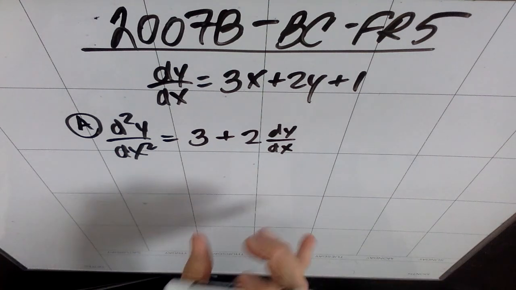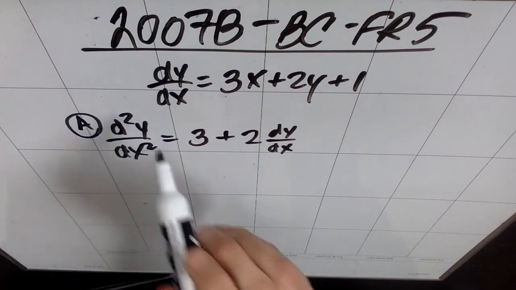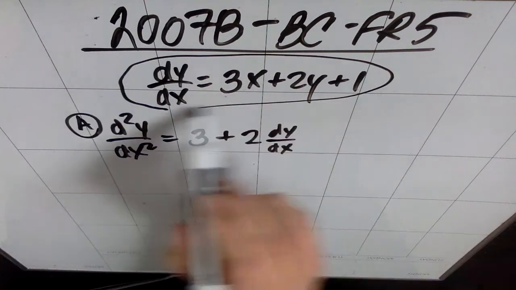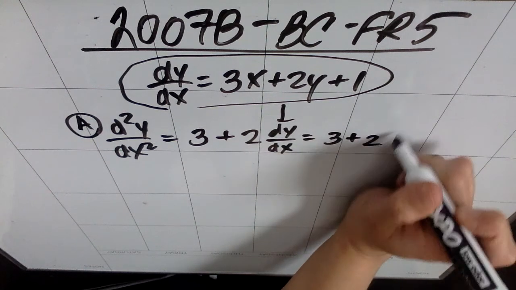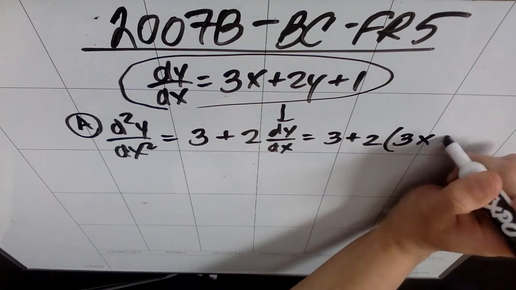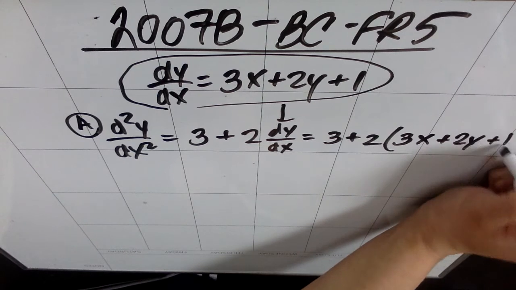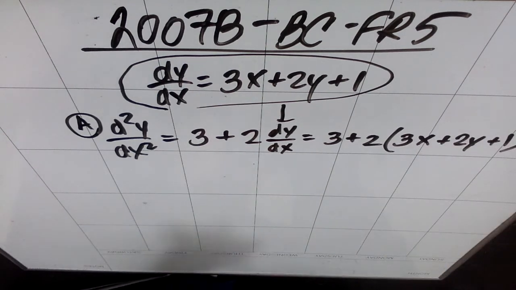Now, this isn't wrong, but it's not in terms of x and y. What I need to do is use this thing to replace this thing. So I'm going to get that this is a 3 plus a 2 times this whole quantity, 3x plus 2y plus 1. And if you want to leave it like that, that's fine. If you want to clean it up and distribute, that's also fine.